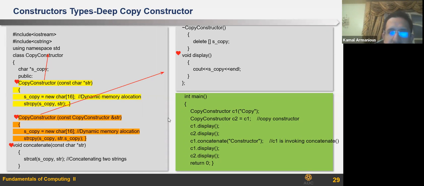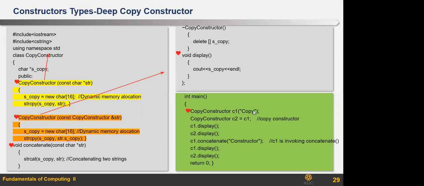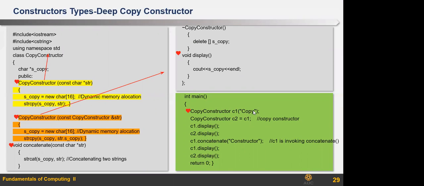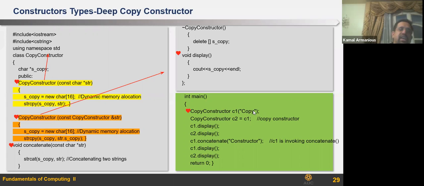Then let's go back to Ali. Copy constructor C1 copy. What does it do? It will call which constructor? The first one or the second one, and why? It would call the first one, not the second one. It would assign the word copy to the variable str.